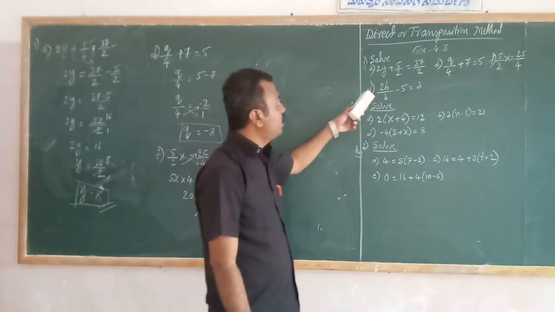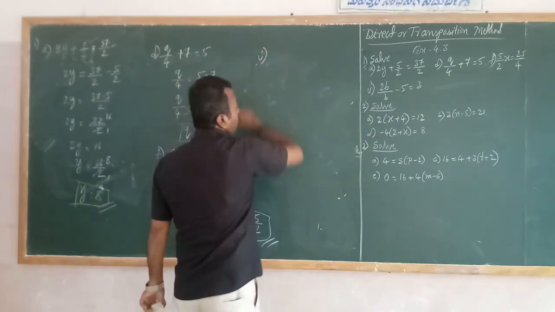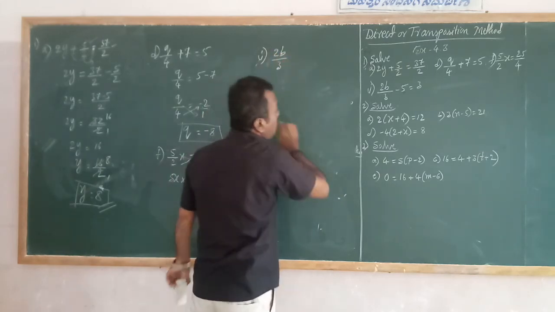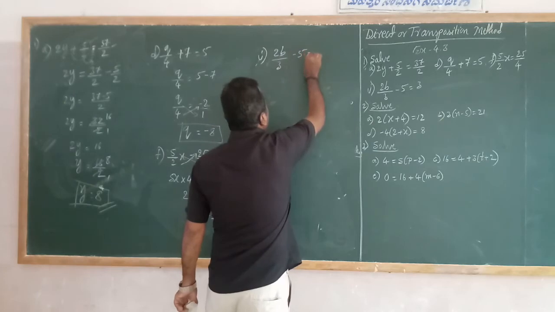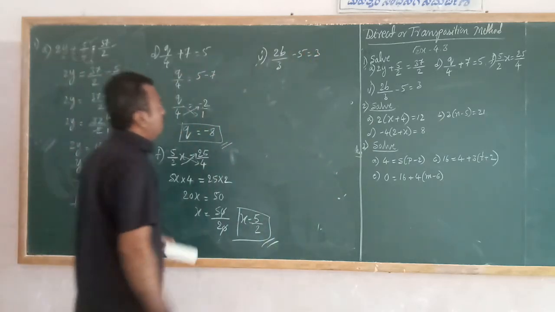So in the remaining questions, there is the J question. So I will show the J question now. What is the J question? 2b by 3 minus 5 is equal to 3. It is also very, very simple, like that second question, the D question only.